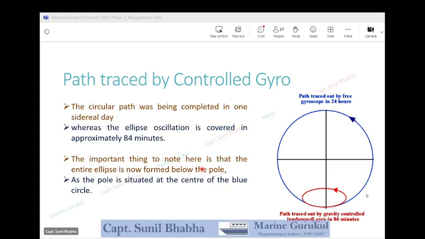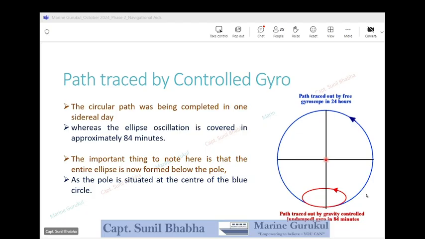The important thing to note here is that the entire ellipse is now formed below the pole, as the pole is situated at the center of the blue circle. Now, if you go back to the free gyro, you will remember that this blue color path which the free gyro was tracing was following the motion of the gyro star, and this motion was centered at the pole. So at the center of this blue circle is the pole here, where you have the vertical and horizontal line meeting.